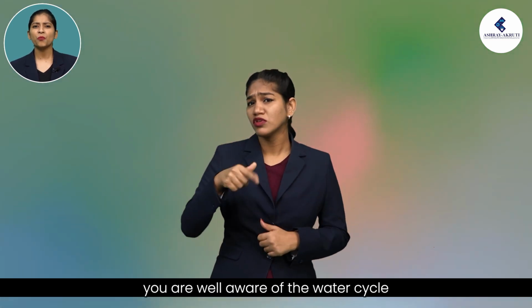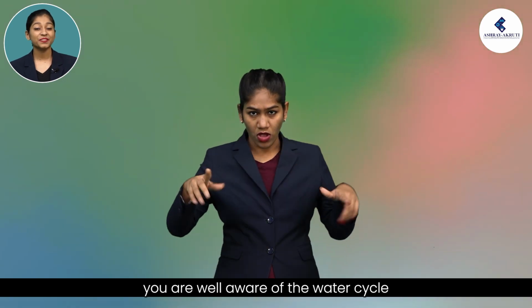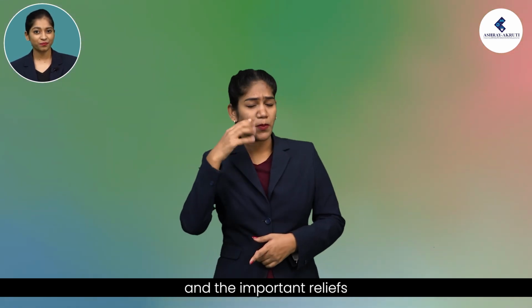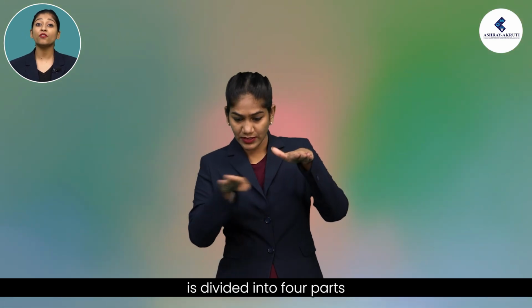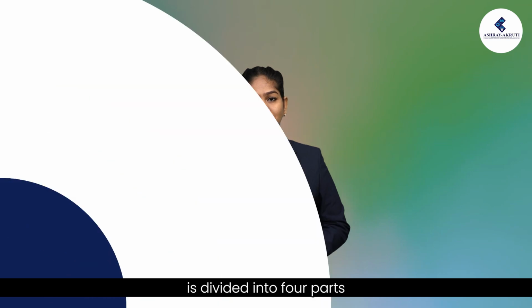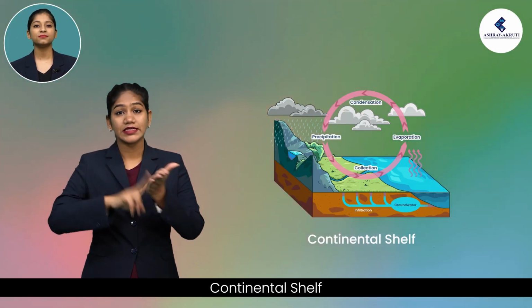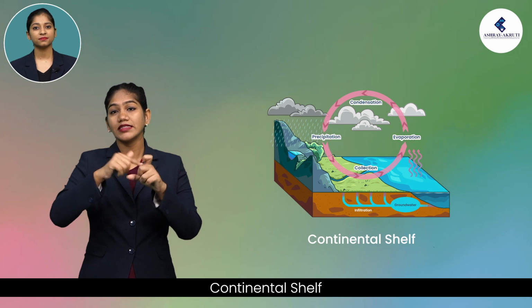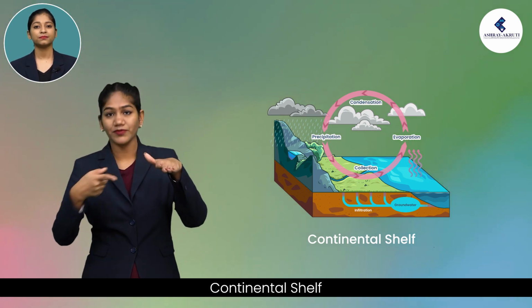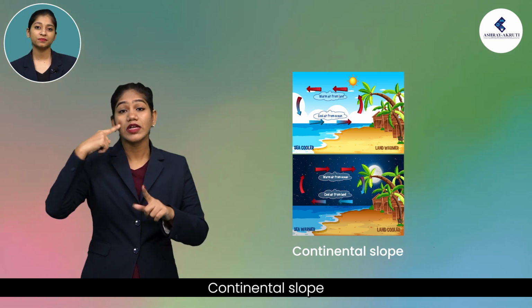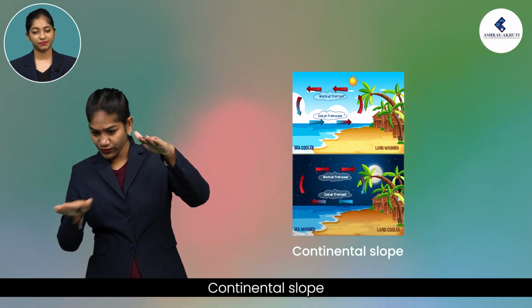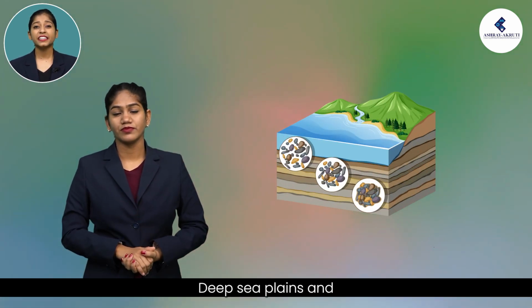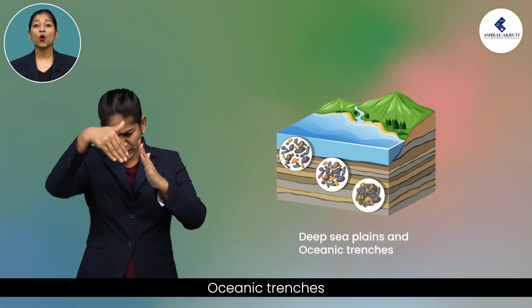I hope now you are well aware of the water cycle and the important reliefs of the ocean. So, the ocean floor is divided into 4 parts: continental shelf, continental slope, deep sea plains and oceanic trenches.